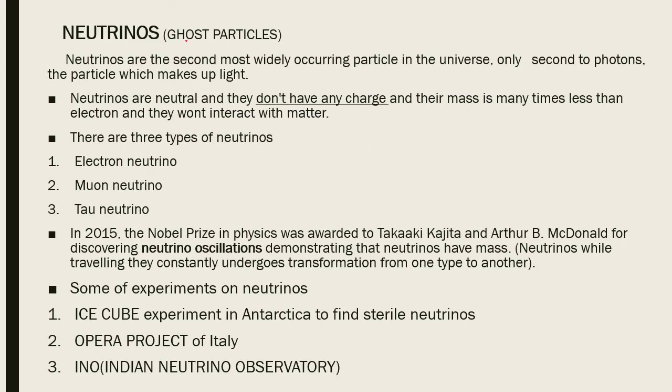So neutrinos are also called ghost particles. As we discussed, neutrinos are generally of 3 types: electron neutrino, muon neutrino, and tau neutrino, and these 3 combined together are called neutrinos. And these are the second most widely occurring particles in the universe, only after photons. Okay, and neutrinos are neutral, and they don't have charge, as we discussed earlier. They don't have charge, which means the charge is 0.